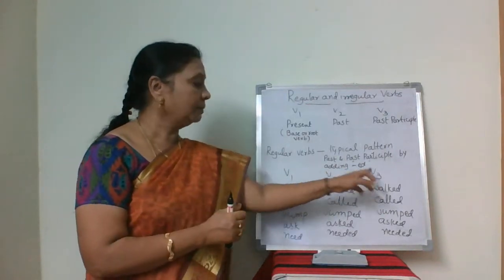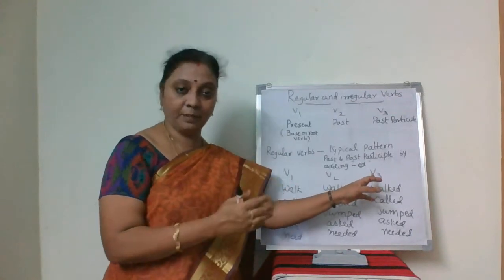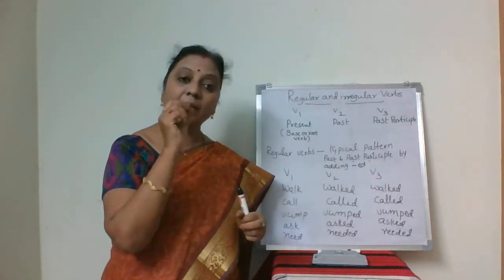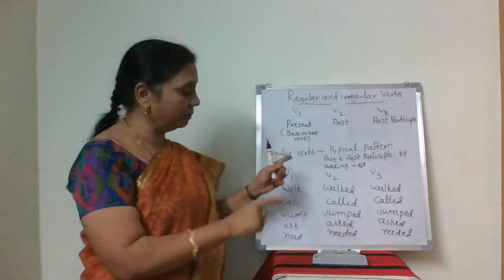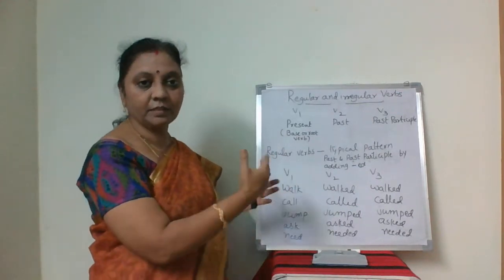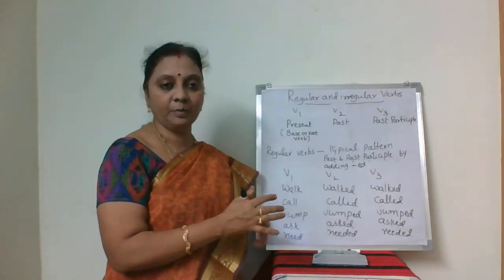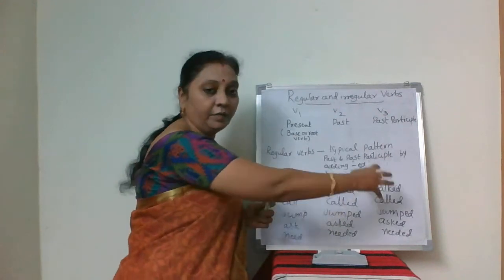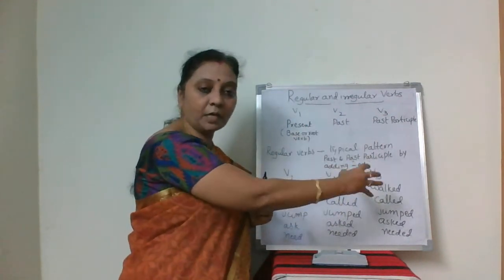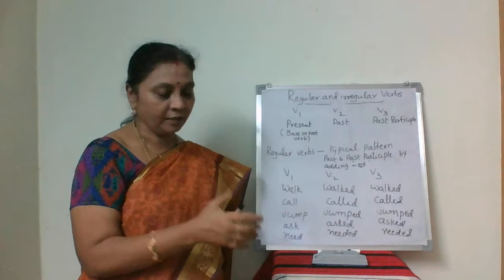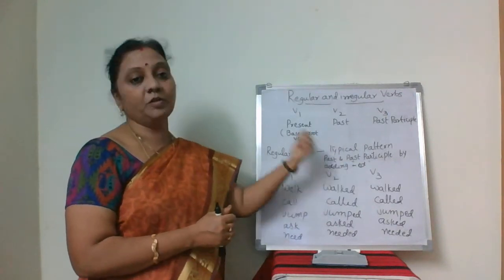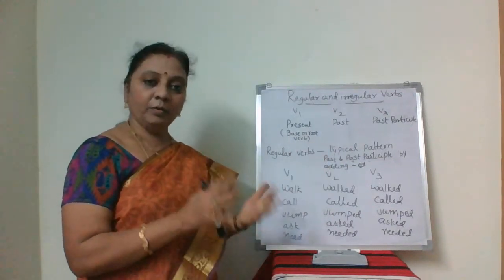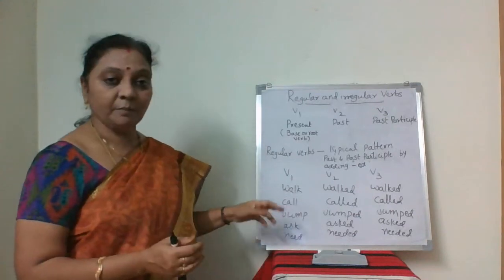Their past participle, they are formed by adding ed to the base verb. What is the typical pattern of regular verbs? Those V2 and V3, that is past form and past participle, they are formed by adding ed to the base form. Okay, then let us see some examples.